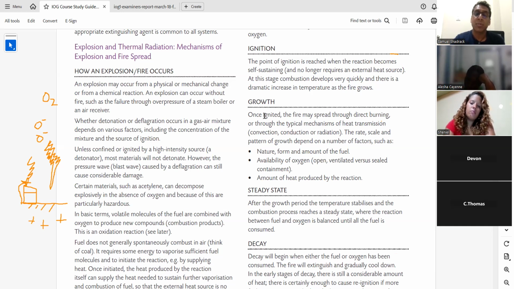as the fire grows. Once ignited, the fire may spread through direct burning or through the typical mechanisms of heat transmission: convection, conduction, or radiation, which in itself is something you should learn, right? That's the means of fire spreading. Convection is through the air. Conduction is like the materials in contact with each other. So I'm thinking about like a compost heap now. If you have paper, and you have leaves, and you have branches, and you have cardboard inside there, a compost, right? Nothing that will cause harm to the environment, right?